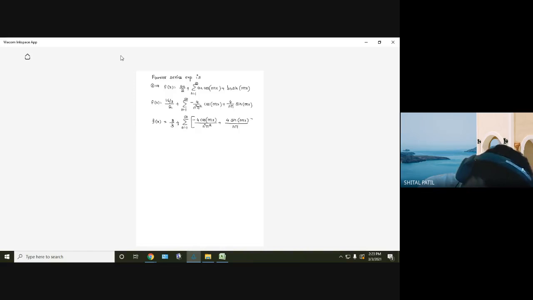In exam, you have to write up to this step. It is asked to find the Fourier series expansion. This is the Fourier series expansion. From the exam point of view, we can stop here.